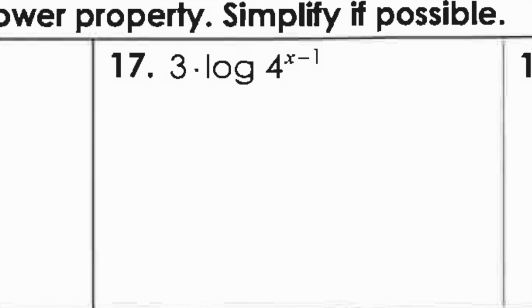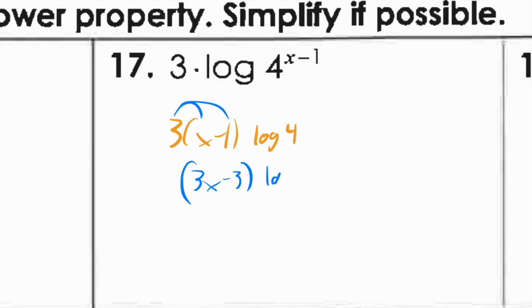Number 17. We have a little bit of math to do here because there's already a coefficient out here. And so as we bring this exponent of x minus 1 out in front, we'll have to multiply it with the existing coefficient, giving us 3 times the quantity of x minus 1 times log of 4. And so we'll distribute the 3, giving us 3x minus 3 in parentheses in front of log of 4. Now the reason we need that 3x minus 3 in parentheses is to emphasize that is all a coefficient of logarithm, not just the 3 or the negative 3 that is a coefficient.